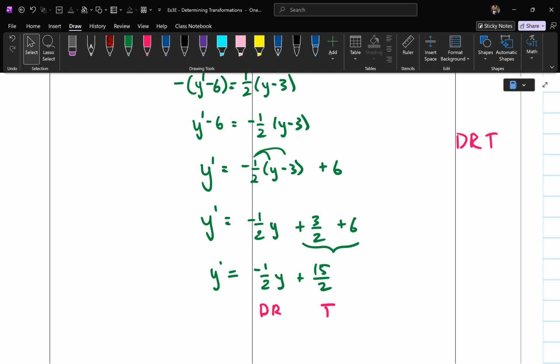You can move down by 3, dilate, reflect, and then move up by 6. You'll still get the same answer had I just dilated, reflected, and then went up by 7.5. It would have been the same answer, because it's a net result. This is like 1.5, add 1.5, and that's plus 6. So 1.5 plus 6 is still the same thing. You know what I mean?